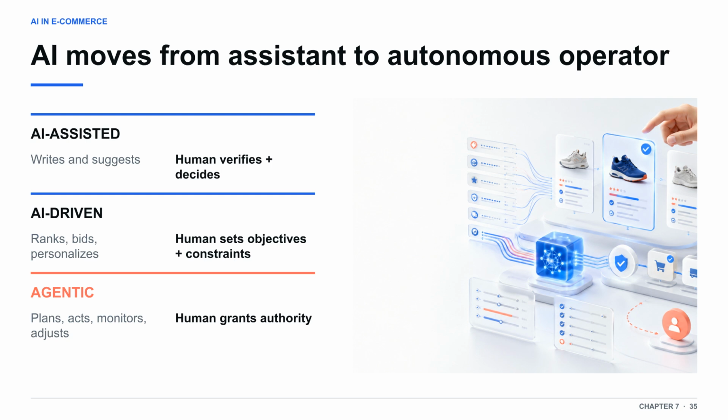AI is evolving from a mere assistant into an autonomous operator. We are moving from AI-assisted tasks, where humans verify everything, to agentic commerce, where AI can plan and act based on human-defined constraints. It's a shift from just writing copy to managing complex business objectives.